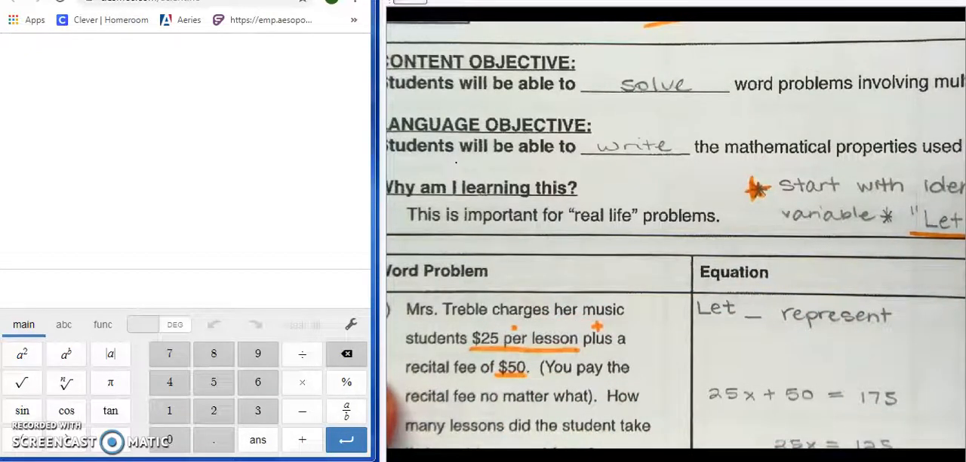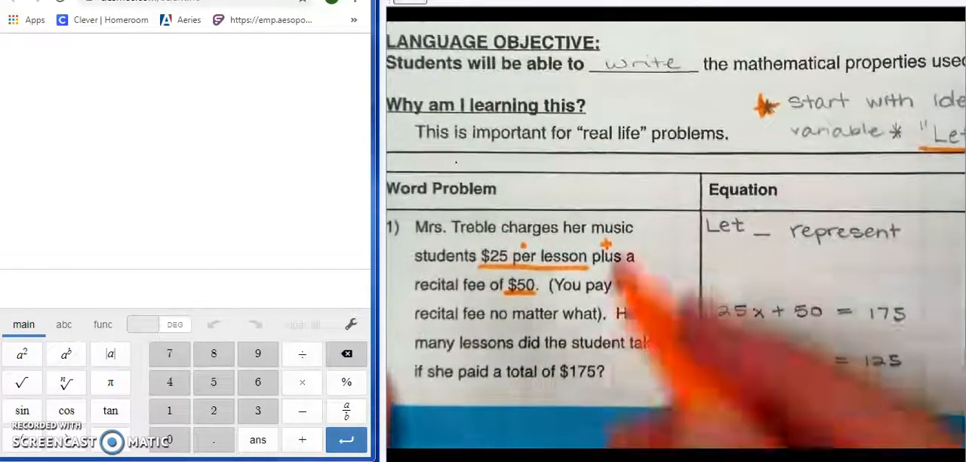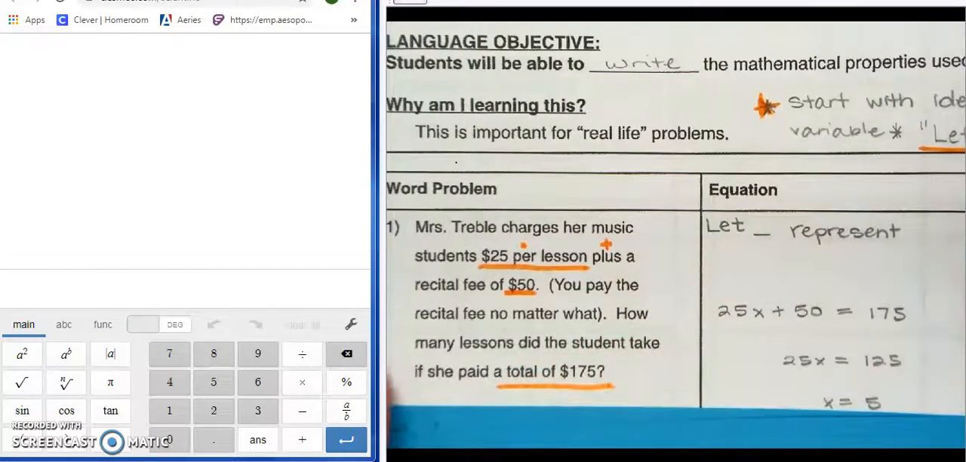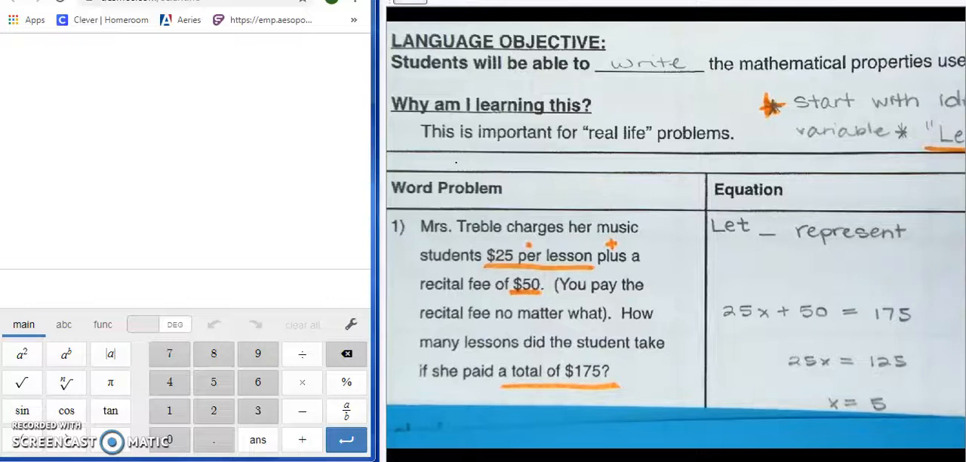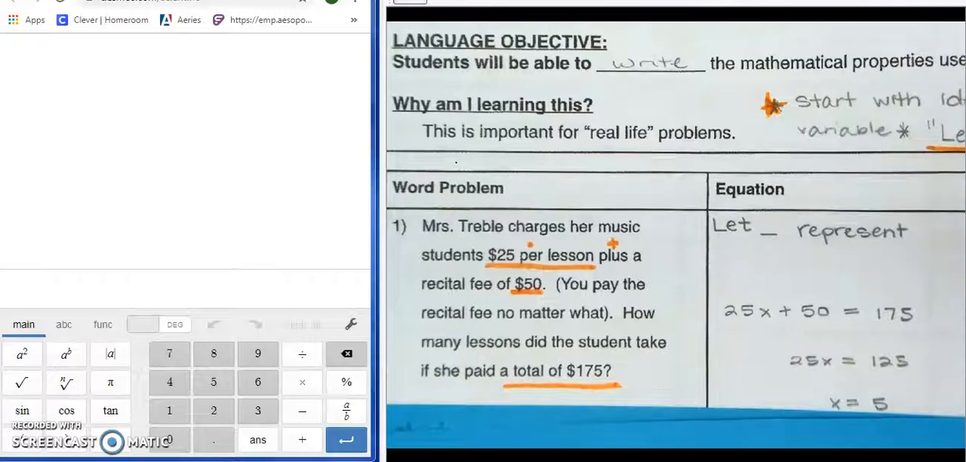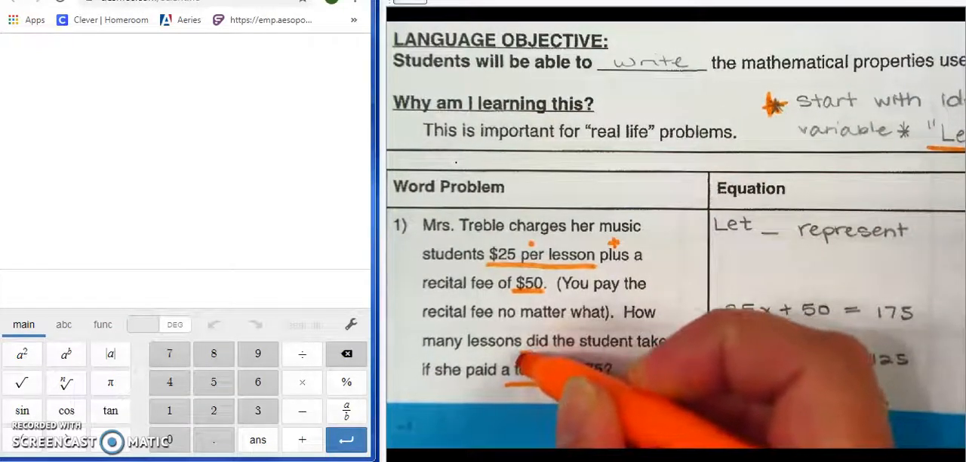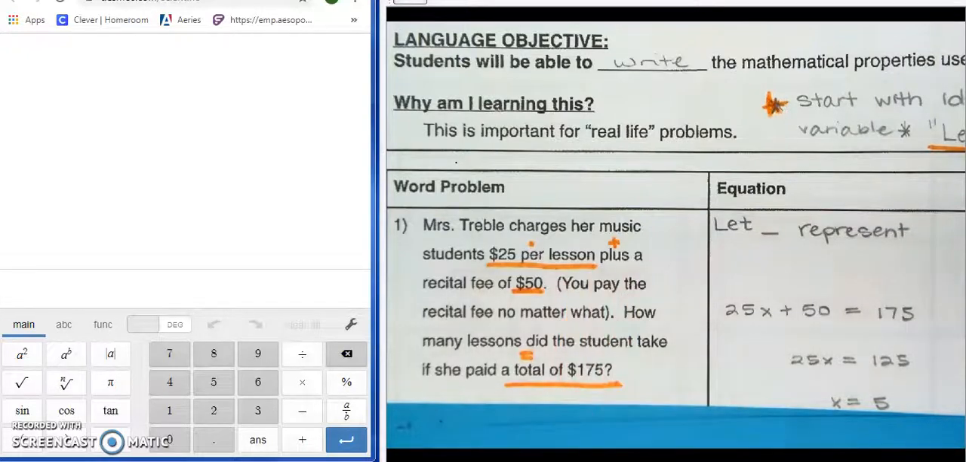All right, so hopefully already you're hearing some math words there. And then it says you pay the recital fee no matter what. So even if you don't have any lessons, you can still give a recital. Not that recital would be that great with no lessons, but you can still technically give a recital with no lessons. So you have to pay the recital fee no matter what. How many lessons did the student take if she paid a total of $175? So I've highlighted some of the key stuff there. You're going to want to look for numbers and look for some math keywords around those numbers. So I know if she paid a total, that's what everything equals at the end. I know per means multiply, plus means plus.